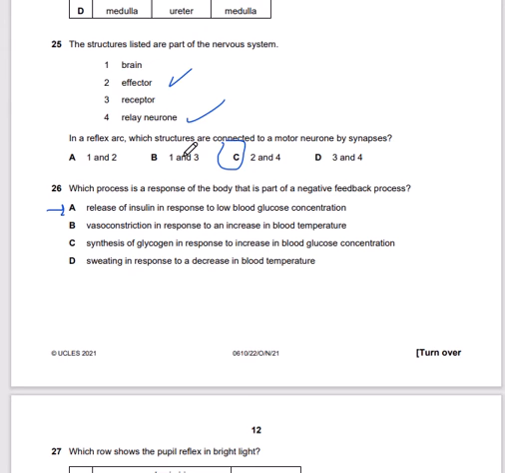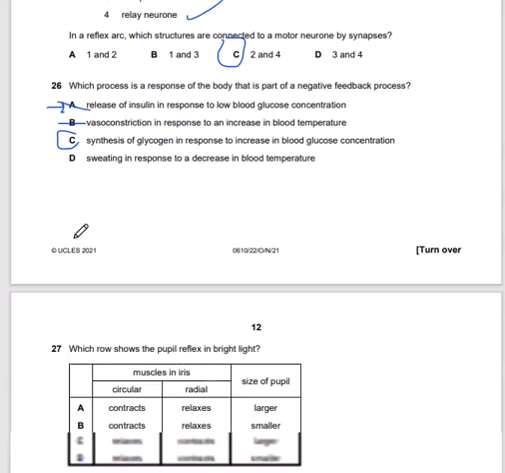vasoconstriction in response to an increase in blood temperature. That's not the case. That happens only to prevent loss of heat when your blood temperature is low. Synthesis of glycogen in response to increased blood sugar. That's actually correct, so that's the answer.